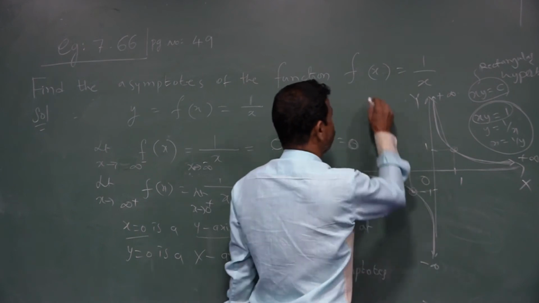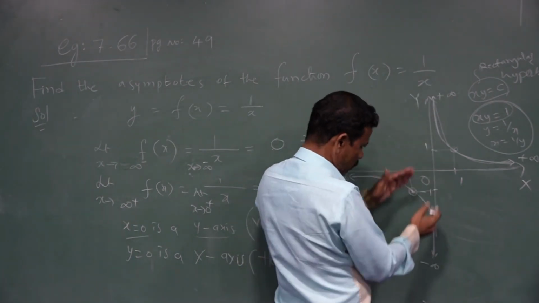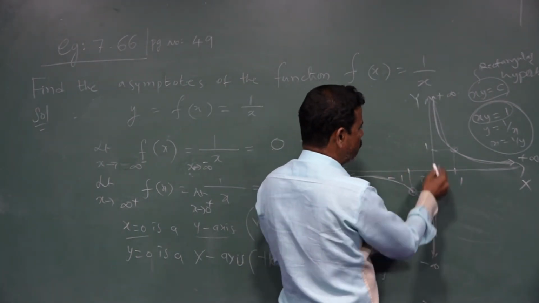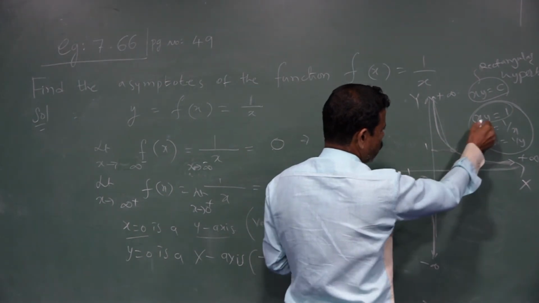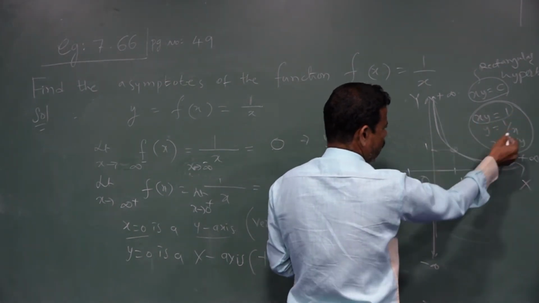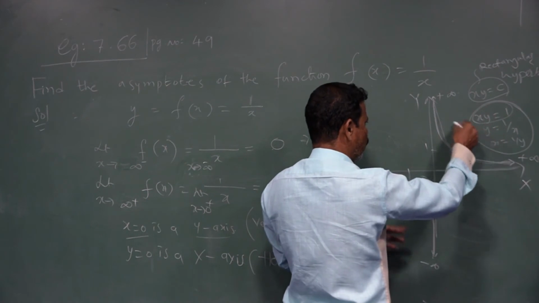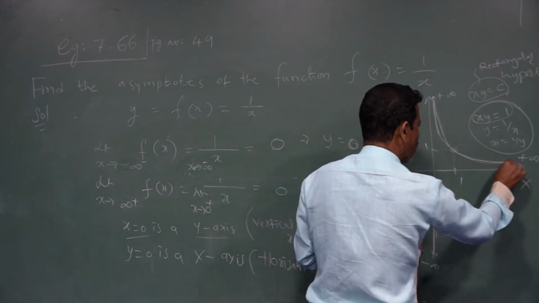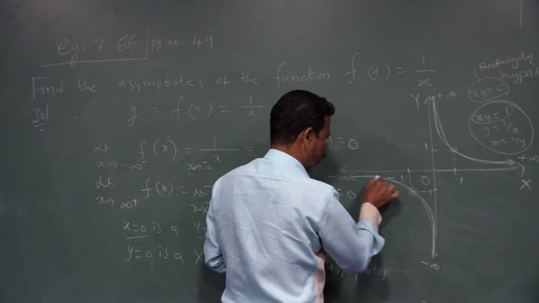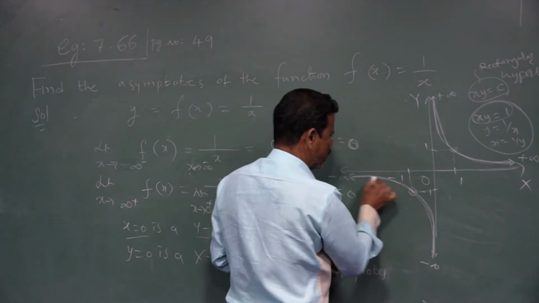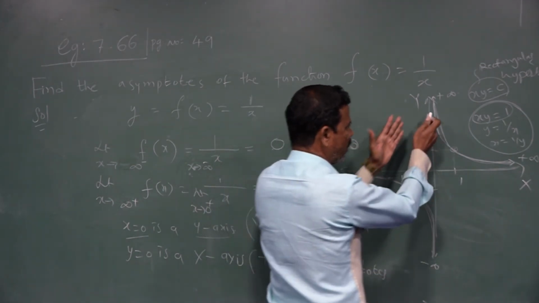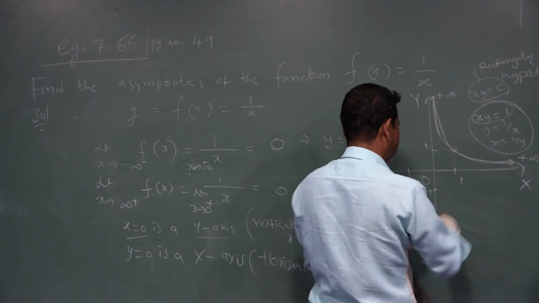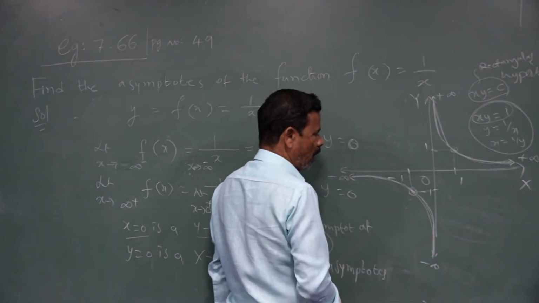For y equals 1 by x, this is the diagram. Xy equals 1, y equals 1 by x, x equals 1 by y. These are the curves, with 2 branches. The rectangular hyperbola has 2 branches, one in the third quadrant and another in the first quadrant. Combined, it is the rectangular hyperbola.